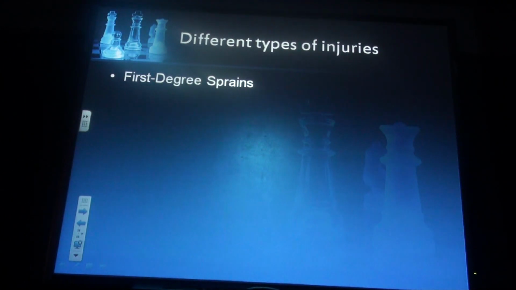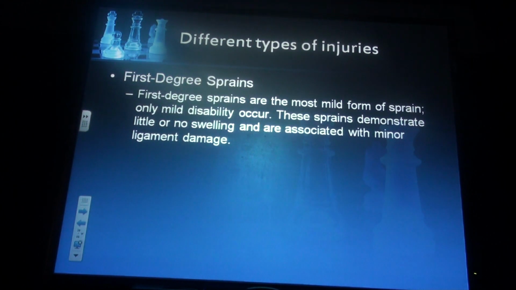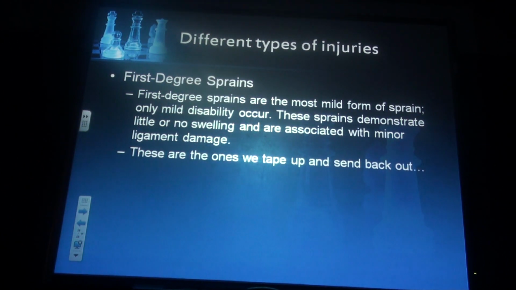Let's talk about first degree sprains. First degree sprains are the most mild form of sprain. Only mild disability occurs. These sprains demonstrate little or no swelling and are associated with minor ligament damage. These are the ones we tape up and send back out on the field. They usually can go, even though they hurt a little bit.